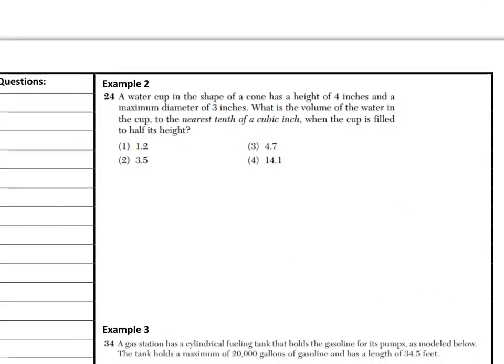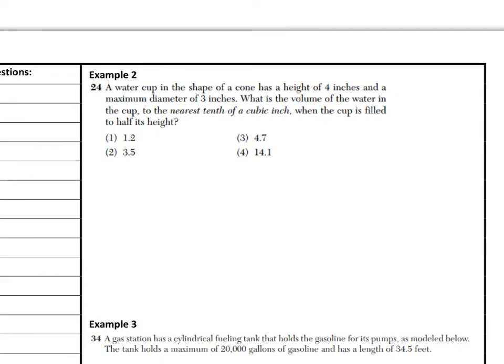This top one says a water cup is in the shape of a cone. If you recall, water cups at a dentist office or an ophthalmologist, you might get a container that has these cone-shaped water cups. It says the height is 4 and the maximum diameter, the biggest diameter you could have, is 3. I don't actually hate diameters, I just don't prefer them because we always talk about radius instead. So cut that in half, 3 divided by 2, and that gives us 1.5. I'm going to go ahead and label that.